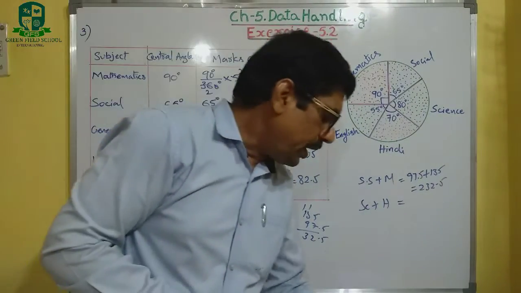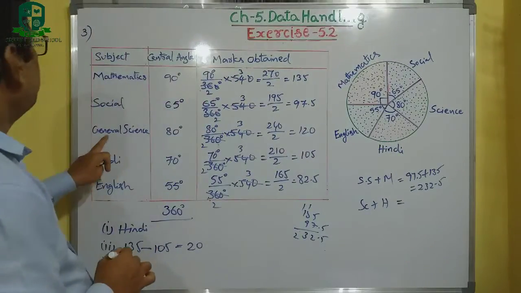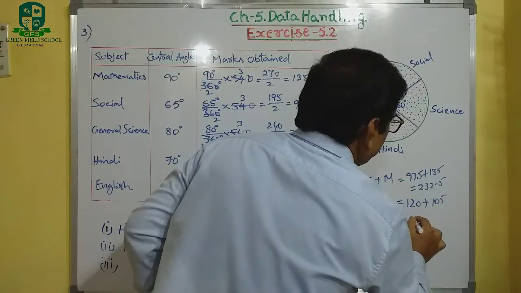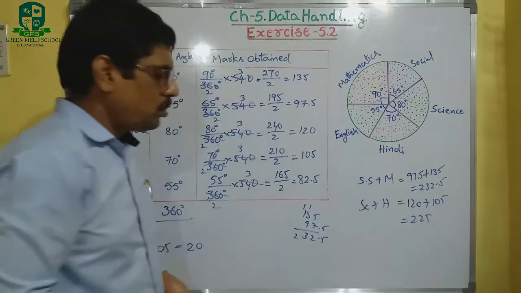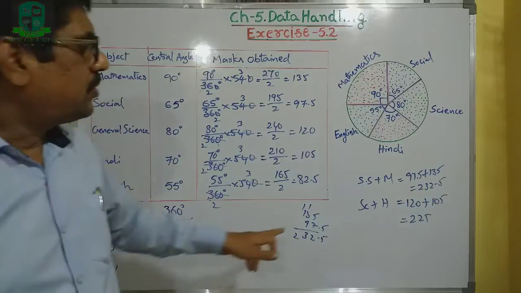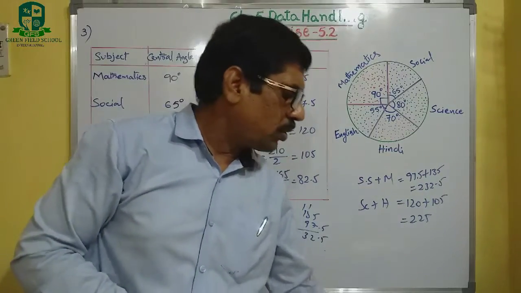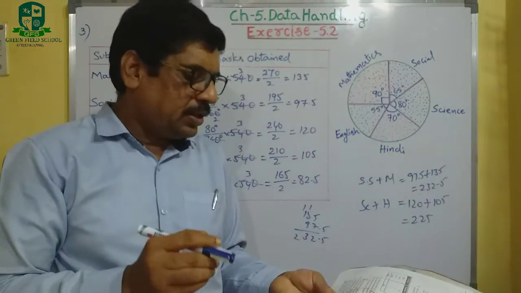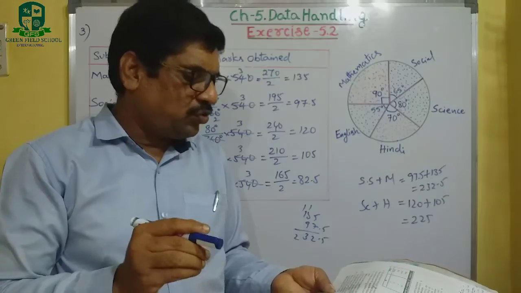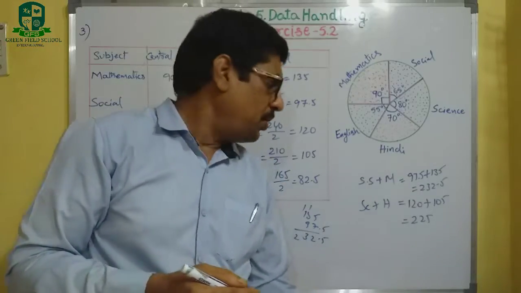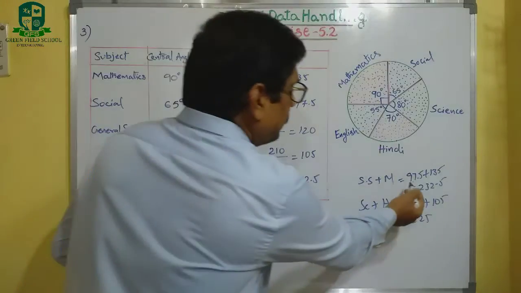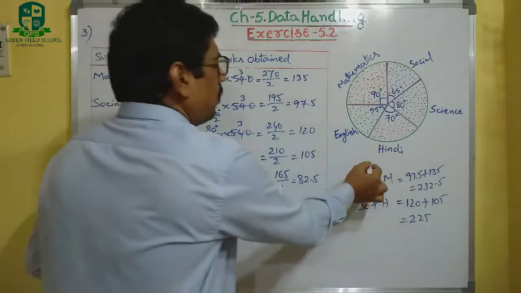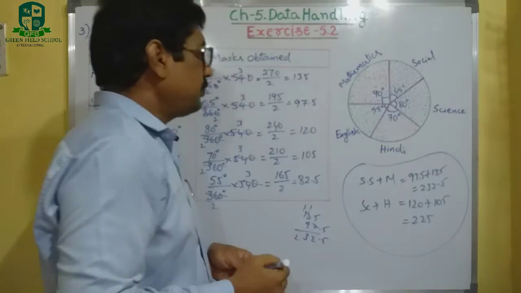Now, we need to find the sum of the marks of science and Hindi. General Science 120 and Hindi 105. That is 225. Which is more? Actually, the sum of the marks of science and Hindi is more. He is asking, examine whether the sum of the marks obtained in social science and maths is more than that in science and Hindi. No. Yes. Answer is yes. Here we have done it in the rough work, we can check.